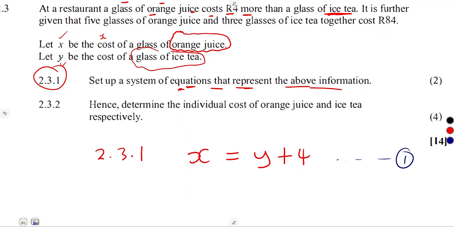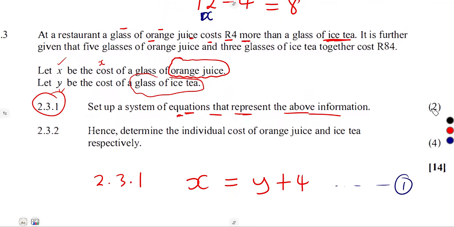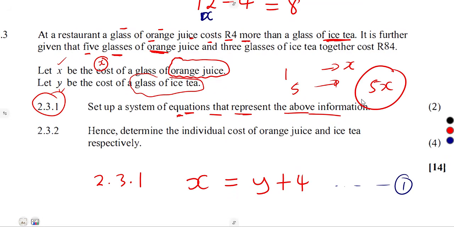The second one, they said here, it is further given that 5 glasses of orange juice, 5 of them. We are talking about 5 glasses. So if one costs x, one costs x. What about if there are 5? It's going to be 5x. You multiply. So the total for those 5 glasses that were being purchased is going to be 5 times the price of each. Each is x. So 5 times x, which is 5x.